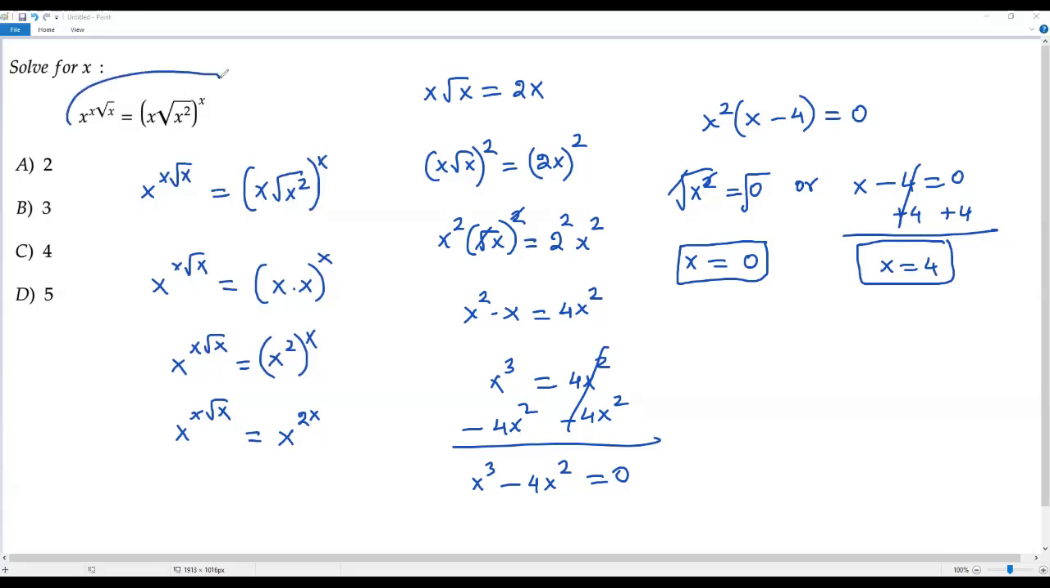When I solve the given exponential equation, I'm getting two values for x. One is x equals 0 and the other one is x equals 4. I find the second value, x equals 4, in option C. So the correct answer choice for this question is option C.